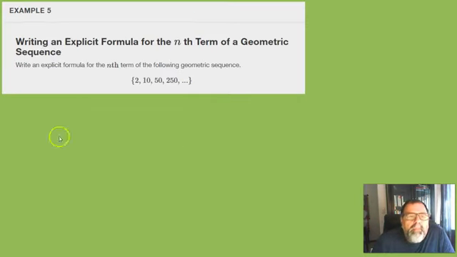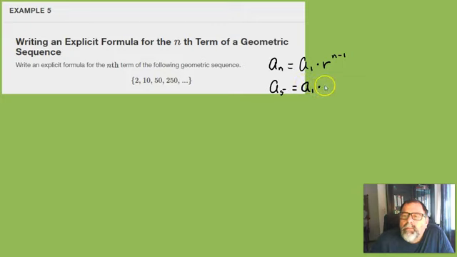Okay, let's try example 5. Write an explicit formula for the nth term of the following geometric sequence. We know the explicit formula: a sub n is a sub 1 times r to the n minus 1. So we want the fifth one. a sub 5 is a sub 1 times r to the 5 minus 1, which would be 4. So we just have to figure out what a sub 1 is and what r is. Well, a sub 1 is 2.